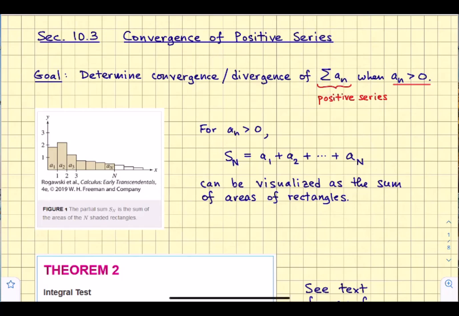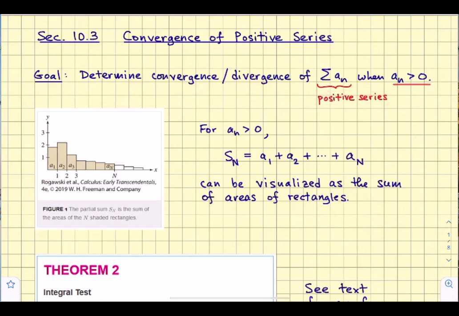One of the key features of positive series is that if every term is positive, then the nth partial sum s sub n, which is a1 plus a2 plus down to a sub n, can be visualized as the sum of areas of rectangles by just visualizing the base of the first rectangle as 1, the height is a1, so the area is a1, and similarly from 1 to 2, with a height of a2 gives us an area of a2. So the sum of these a1, a2 down to an is really just the sum of these rectangles.